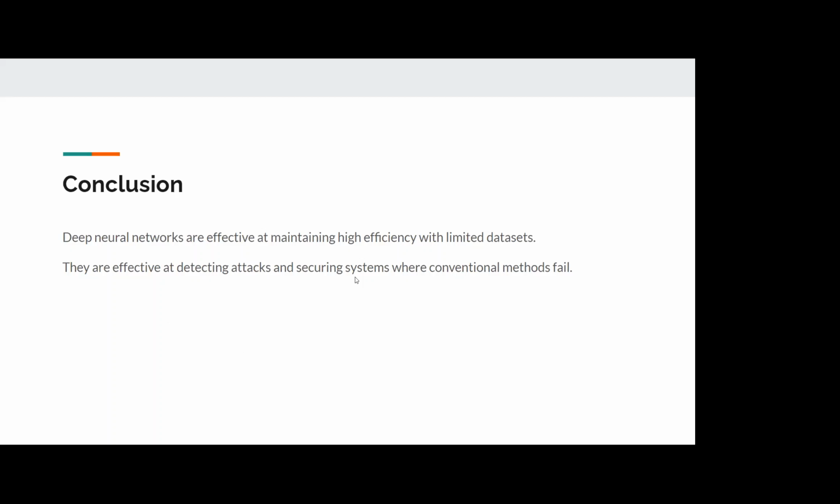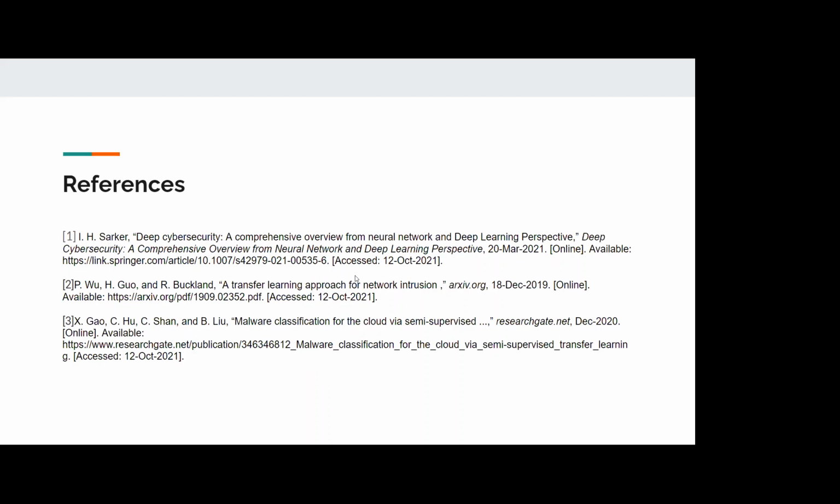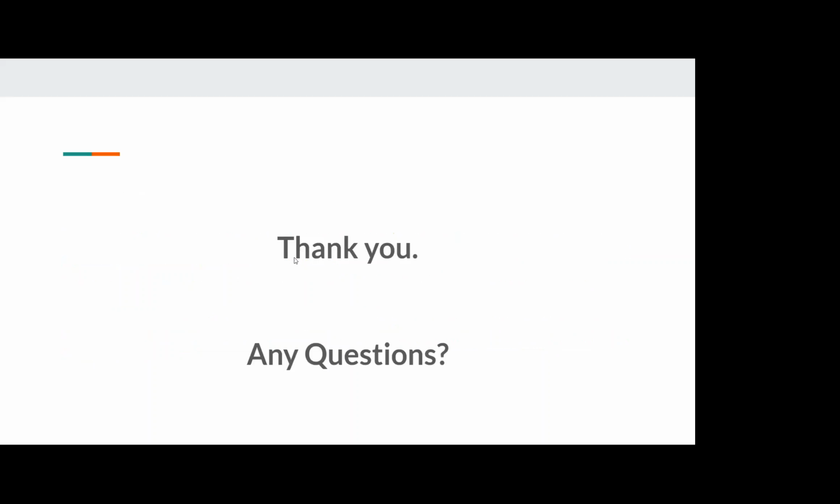So in conclusion, deep learning neural networks are effective at maintaining high efficiency with limited data sets, saving time with training the software, and without the need for training a neural network from the very beginning. They're effective at detecting attacks and securing systems where conventional means fail. Here are some references that I used for the presentation. And that's the end of my presentation.